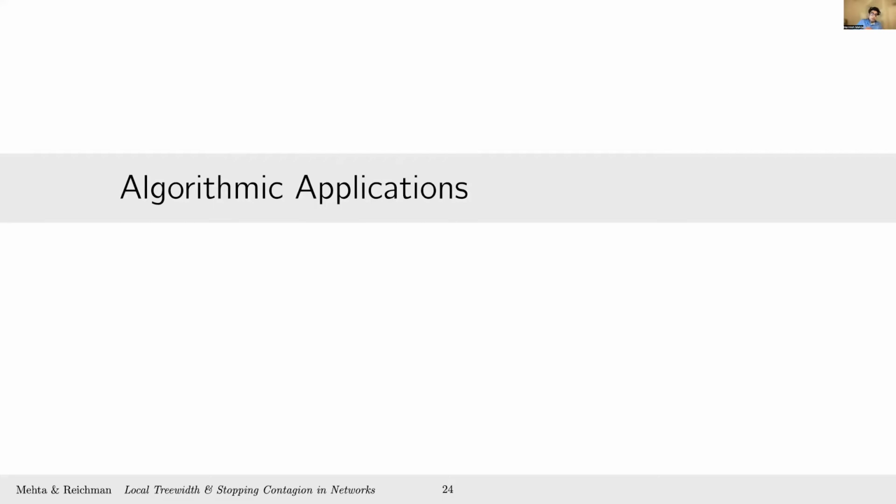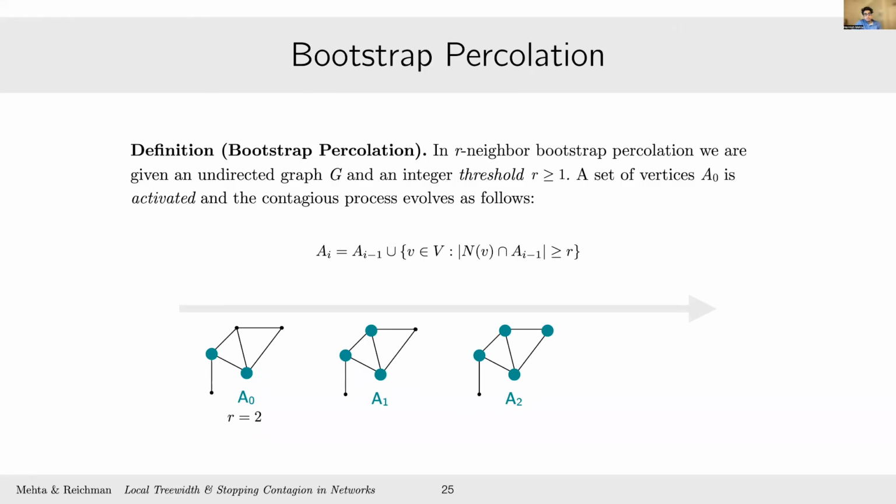Okay, so now let's explore how these local tree width bounds can be applied to derive more efficient algorithms. To do that, we introduce the minimizing contagion problem. But before I do that, I need to talk about the R-neighbor bootstrap percolation model. In R-neighbor bootstrap percolation, we start in a graph with some initial set, let's say A sub 0, of infected vertices. Then at each step, a vertex also gets infected if at least R of its neighbors are infected or activated themselves. You can see an example of this process mechanically at the bottom of this slide.